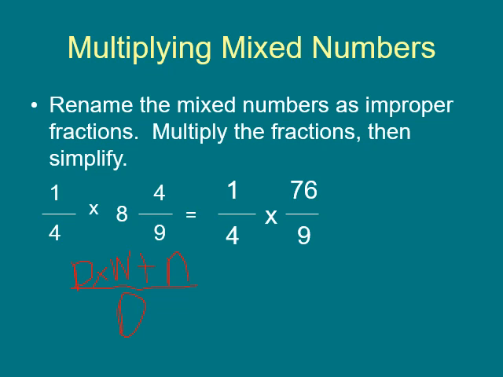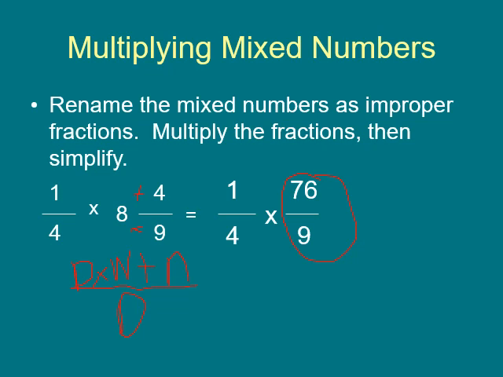So, paano yan? Ano ang denominator natin? 9. Ano ang whole number natin? 8. So, simply, magta-times tayo. So, 8 times 9 is equal to 72. Then, plus. Okay? 72 plus 4, ang sagot is 76. So, therefore, the improper fraction of 8 and 4/9 is 76/9.